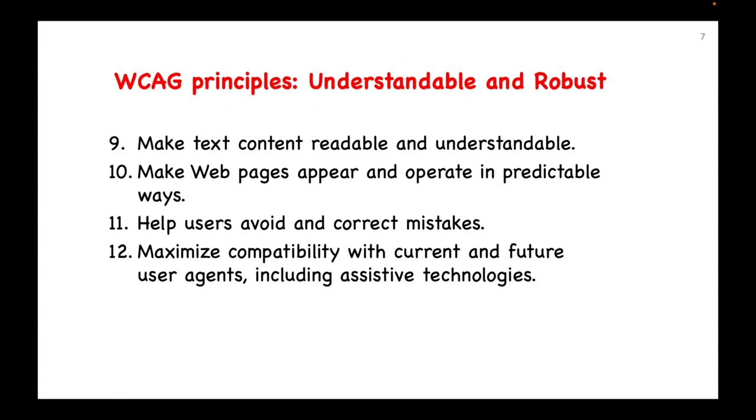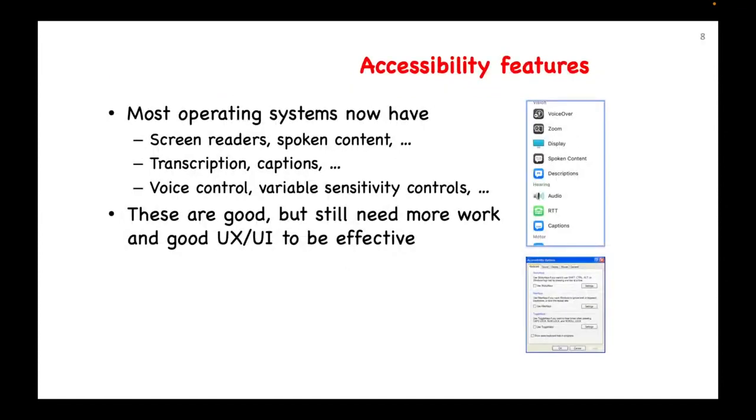So when we write stuff, can ordinary people understand what's going on? Make web pages appear and operate in predictable ways. Help users avoid and correct mistakes. Maximize compatibility with various technologies. So of those, it is the first one that is of real concern to us for visualization. The others are all really important, but I won't say anything more than here. But just bear in mind that first one.